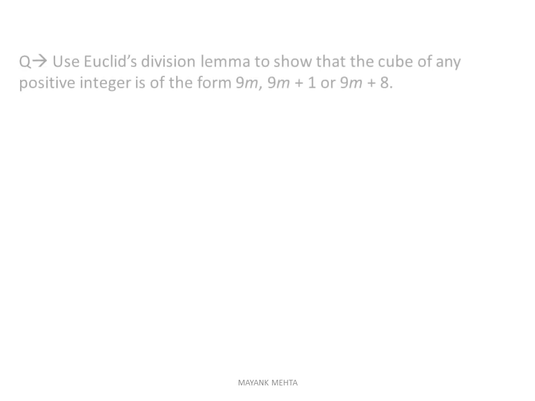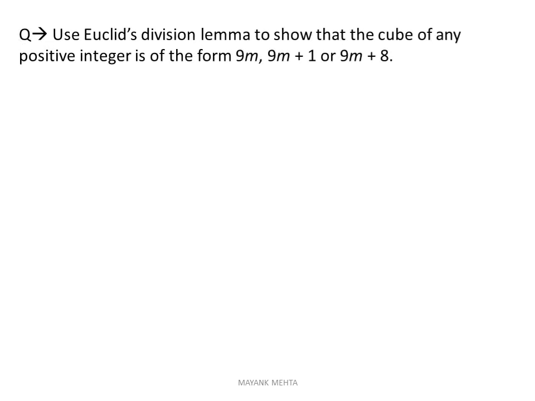Now, the next question. This is a very important question. Please keep your total concentration over here. Use Euclid's division lemma to show that the cube of any positive integer is of the form 9m, 9m plus 1 or 9m plus 8.